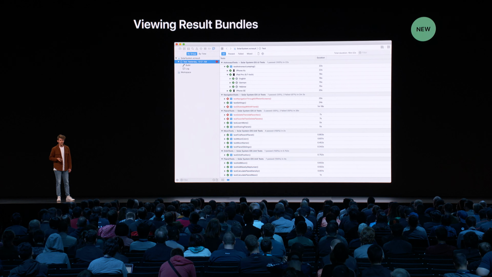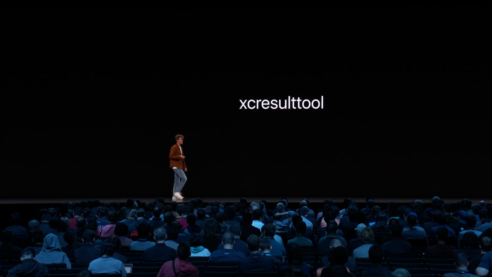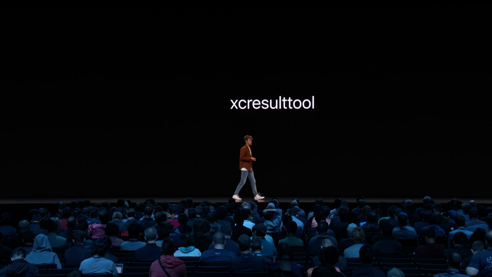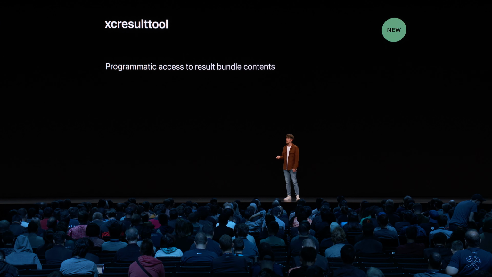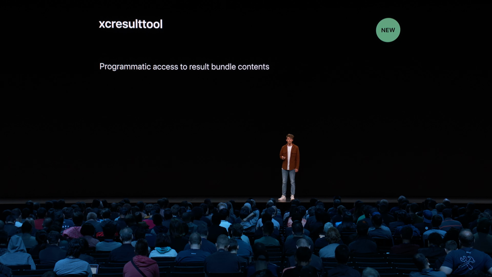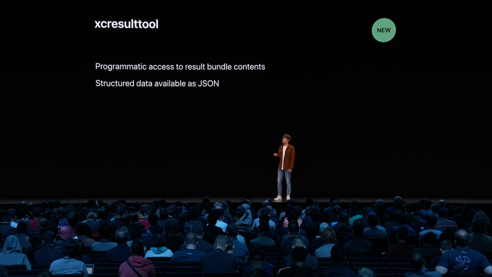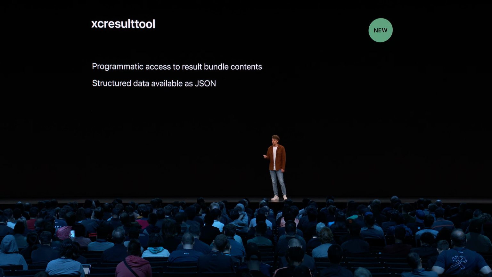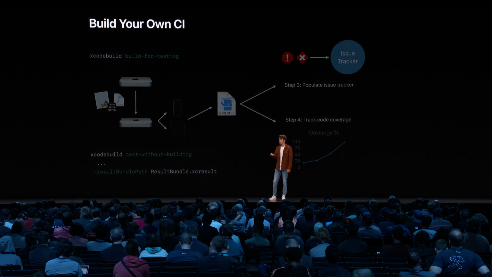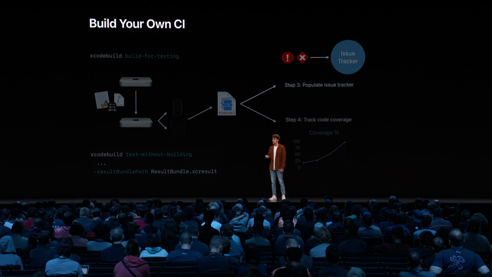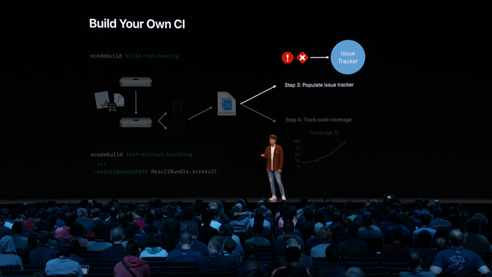Thank you. To access a result bundle's contents programmatically, you can use a new command line tool in Xcode 11 called XCResultTool. XCResultTool gives you complete access to the structured data contained in the result bundle. It emits this data as JSON, and the format of the JSON is publicly documented and versioned. We'll be leveraging XCResultTool in our next step, which is to populate our issue tracker with any failures that occur during building or testing.